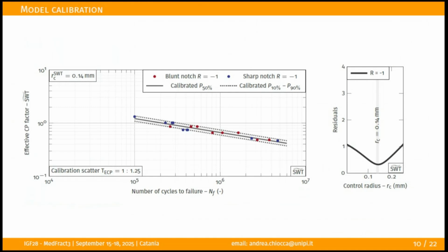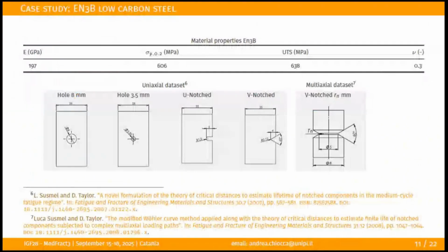This is just an example of the calibration phase. We use, for example, a blunt notch geometry and a sharp notch geometry, fully reversed, uniaxial loading. We find this curve of the residuals. We take the minimum, and then we define this as the optimal volume dimension for the material selected. This case was a low carbon steel, if I remember correctly. So let's go to the first case study.